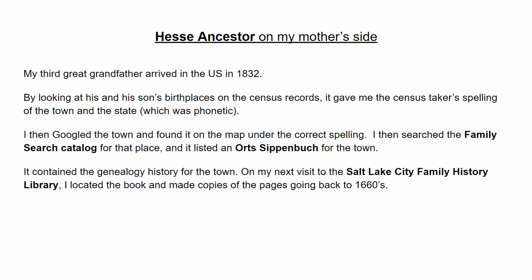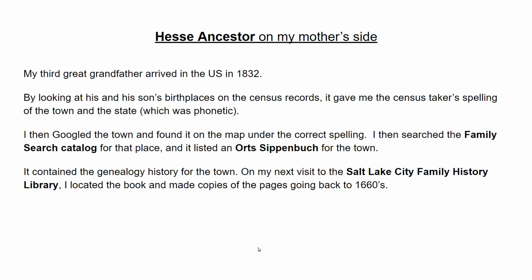And then I searched in Family Search under catalog. I found a town that matched on Google Maps. I searched that town in Family Search and it listed what was called an Ortssippenbuch, which is, Orts means a small town or village, and of course book. So it was a church ancestry, a printout of records of all the birth records and the ancestors going way, way back. But I could not get the book locally. It was only in Salt Lake City. So on another visit to the Salt Lake Family History Library, I located the book and I was able to go in and make copies of the pages there.